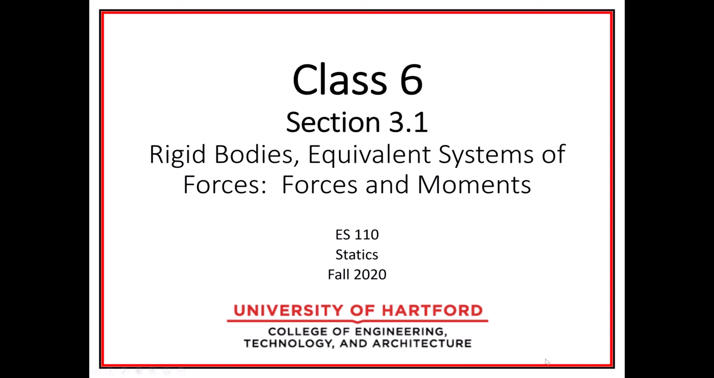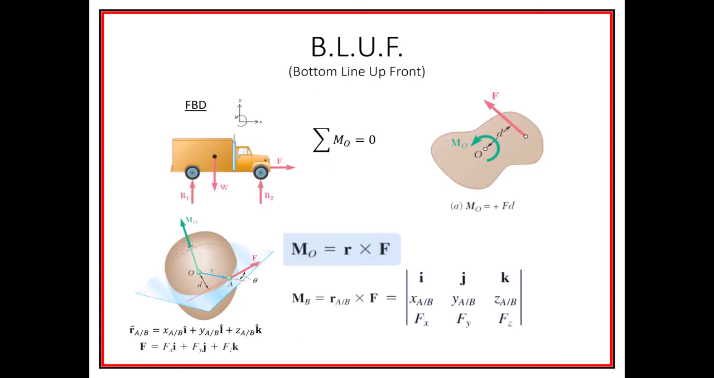So we're entering chapter 3. This is section 3.1, and we're going to start with doing things with rigid bodies and equivalent systems of forces and moments. So here's the bottom line up front. Now, the real important thing is we're no longer dealing with particles, and so our free body diagrams are going to have shapes, right?